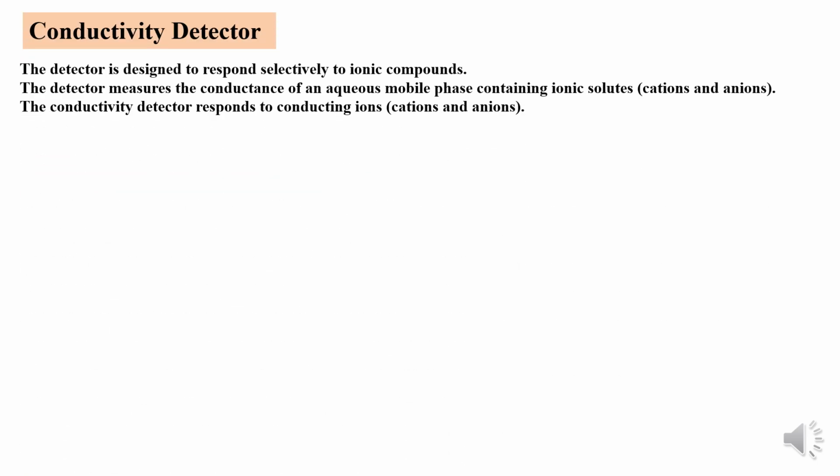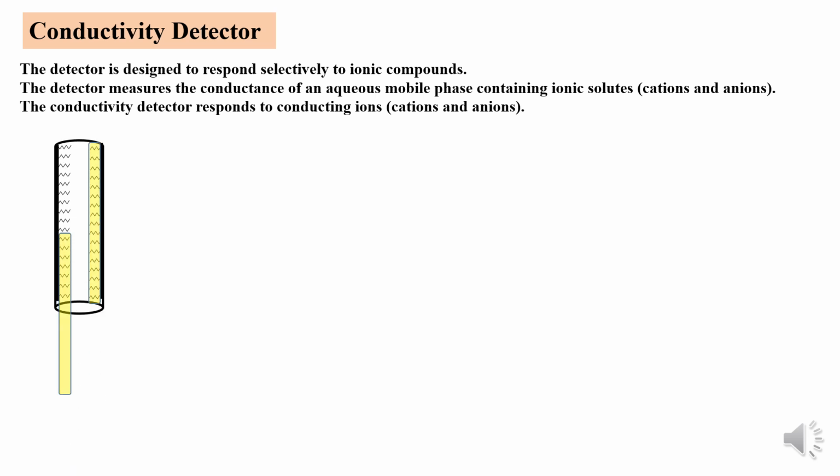Now moving on to the conductivity detector. The conductivity detector is designed to respond selectively to ionic compounds. So only ionic compounds that are soluble in aqueous mobile phase can be detected by employing a conductivity detector. It measures the conductance of an aqueous mobile phase containing ionic solutes constituted by cations and anions. The conductivity detector responds only to conducting ions like cations and anions.